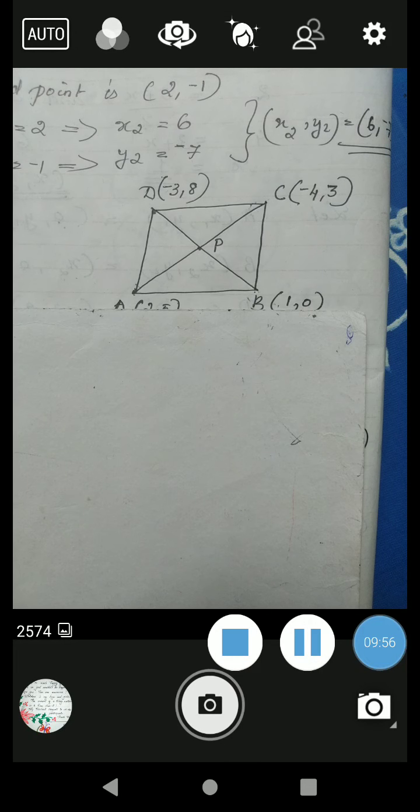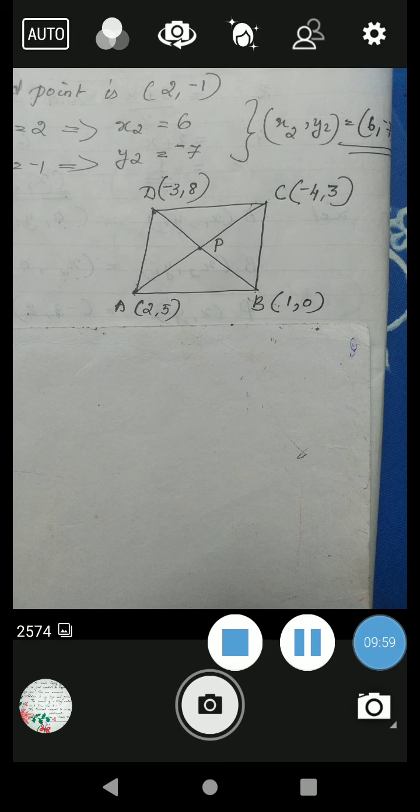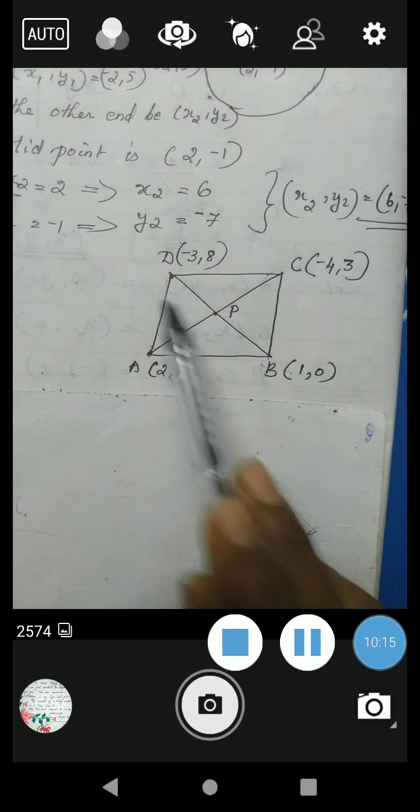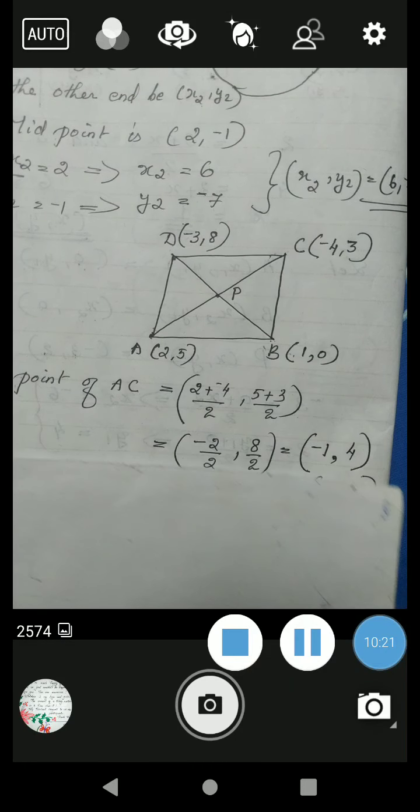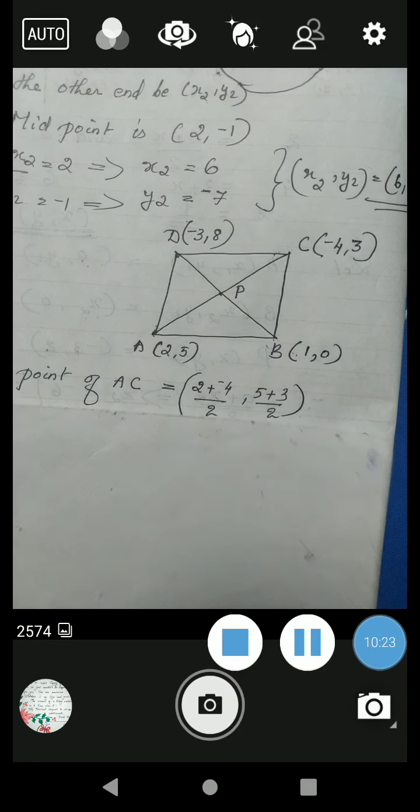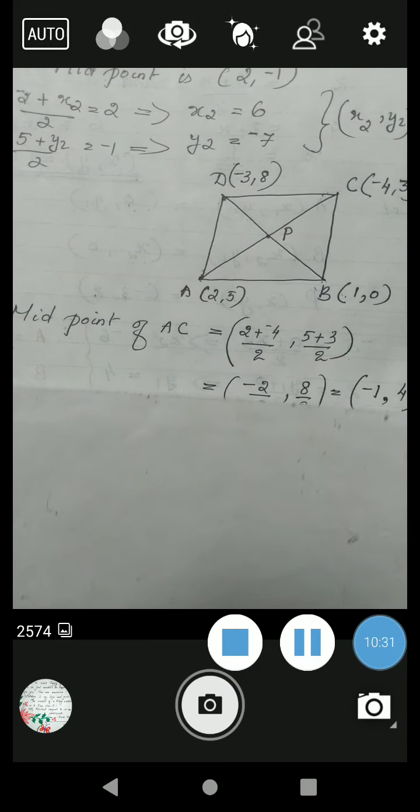Okay. Now, next question, question number 10. A (2, 5), B (1, 0), C (-4, 3), and D (-3, 8) are the vertices of a quadrilateral ABCD. Find the coordinates of the midpoints of AC and BD. Give a special name of the quadrilateral. It's very easy. You just draw a quadrilateral and 4 vertices are given. The question is to find the midpoints of AC and BD. As usual, using the midpoint formula, we can find them.